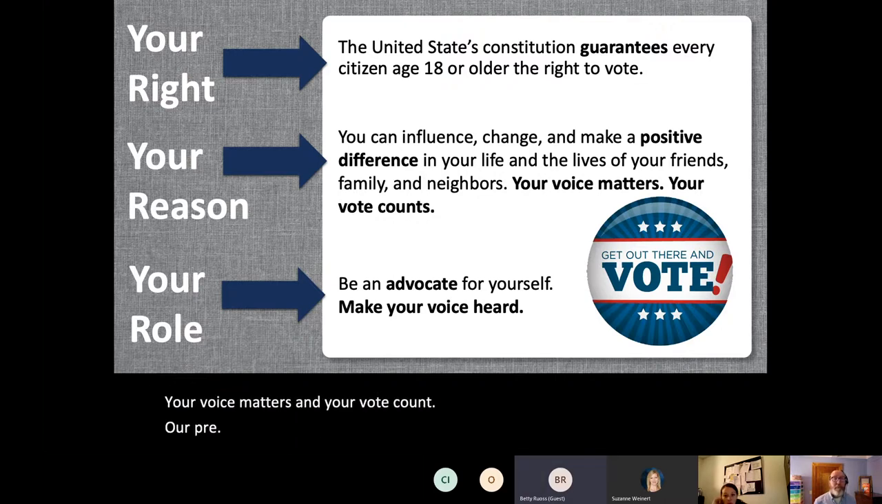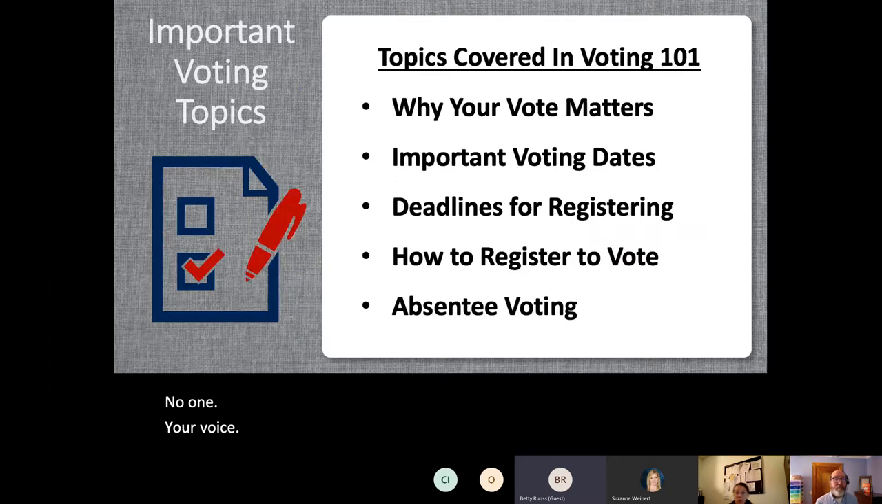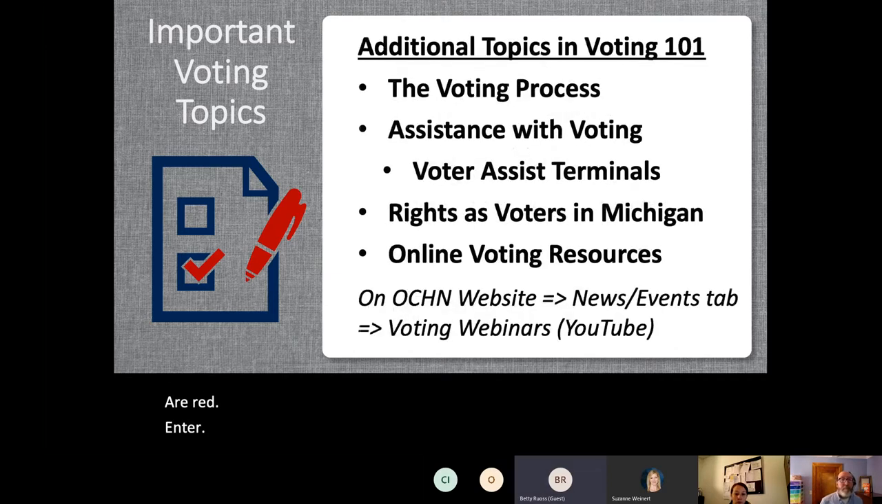Our previous webinar, Voting 101, Your Voice Matters, covered some basic information about voting. Additionally, we host the webinar, Voting is Advocacy. Some of the topics we covered in the Voting 101 webinar were why your vote matters, important voting dates, deadlines for registering, how to register to vote, and absentee voting. We also briefly went over some of these topics at the end of the presentation, Voting as Advocacy. Other topics covered in the Voting 101 webinar were the voting process, assistance with voting featuring the voter assist terminals, rights as voters in Michigan, and online voting resources.